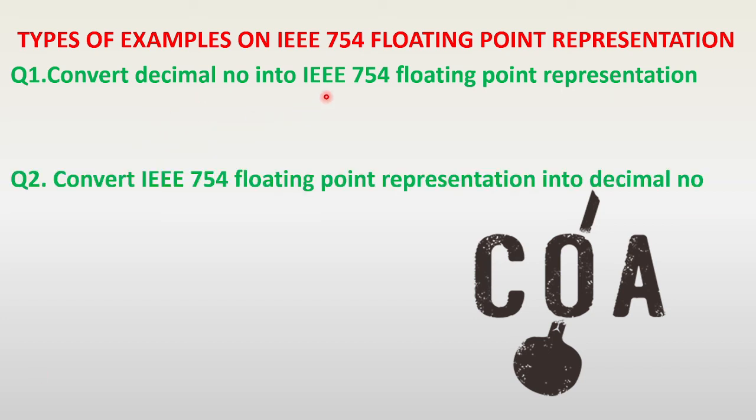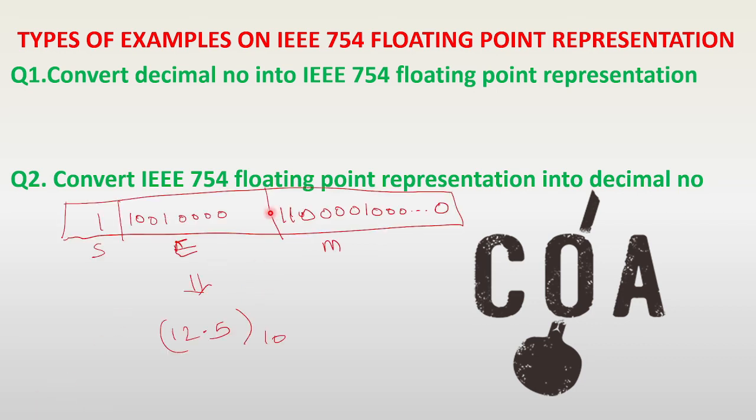The next example you can solve on this topic is converting an IEEE 754 floating point representation into a decimal number. Suppose an IEEE 754 floating point number is given. You can convert it back into a decimal number. For example, suppose an IEEE floating point number is given like this, you can convert this number back to its decimal representation. So we'll see both ways.